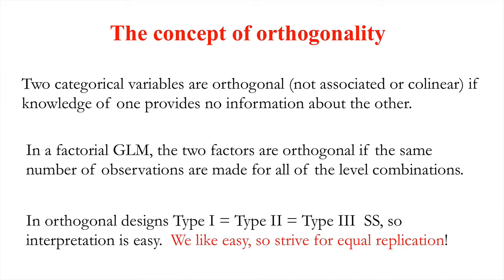Why is that important? Well, in those orthogonal designs, the type 1, type 2 and type 3 sums of squares, and we've met two of those, the first and the last, are all equal. And so interpretation is easy. And that is because our predictor variables are not collinear with one another. They're not changing as we change the other. And it makes our interpretation that much easier, and we don't need to think about an alternative interpretation based on an alternative partitioning of the sums of squares. We like easy, and so it's important where possible to strive for equal replication in these factorial designs.